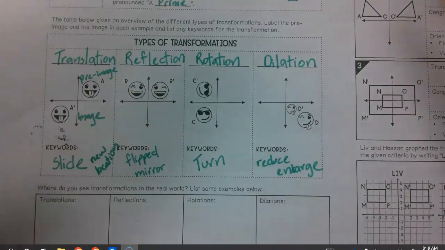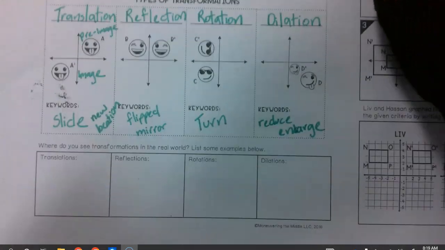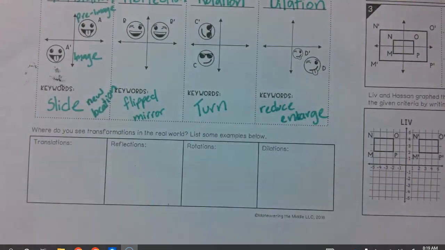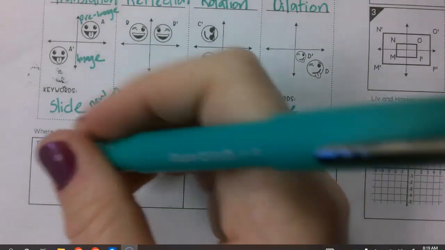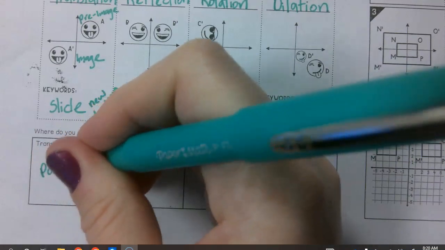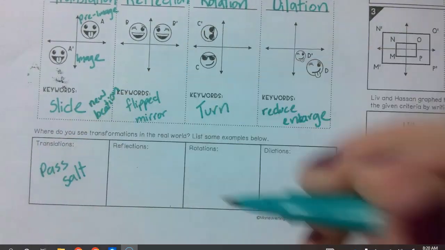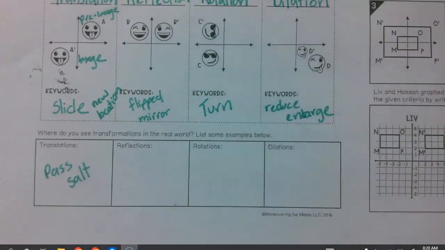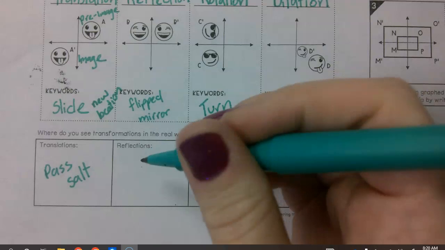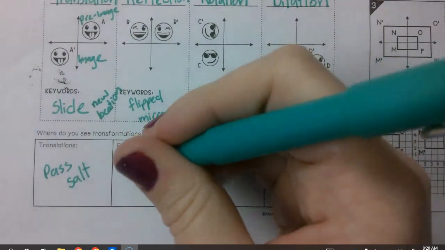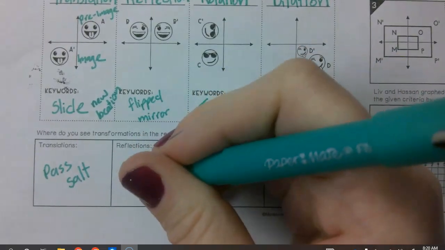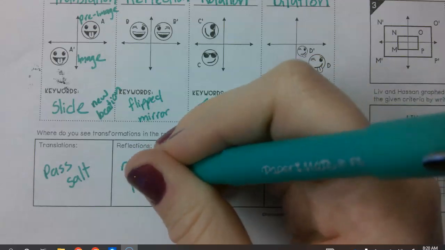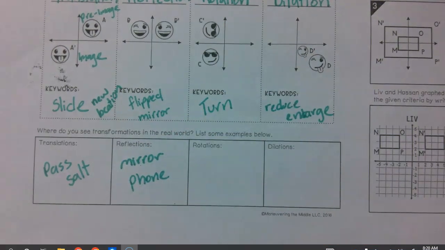So, the next thing we're going to do is look at some examples that we could see in the real world. On a translation, we are just sliding something over. That could be like if you're at the dinner table and someone asks you to pass the salt. You're going to take the salt and just slide it over to them. A reflection, we could do reflections in mirrors, or in a lake, or on your phone. All of those are reflections because your image has been flipped.